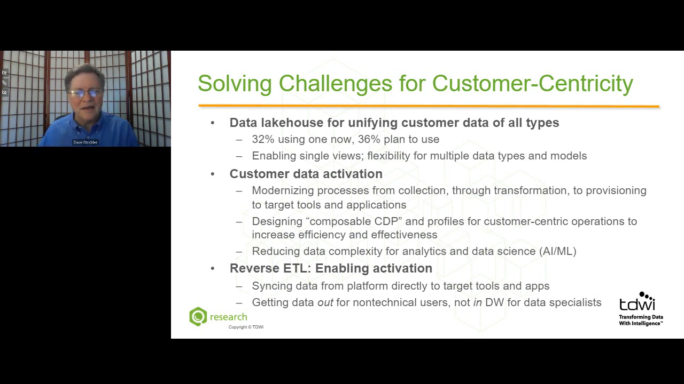So getting it out. Rather than traditional ETL, which is about getting the data in from the sources through the transformation processes to the data warehouse, this is about getting the data out to the users. Okay, so that sets out some of the things we'll be talking about in our discussion section.